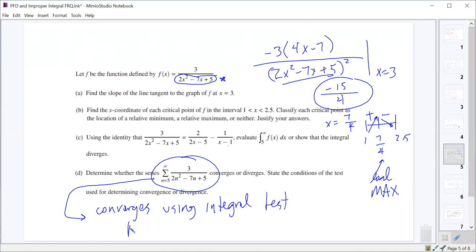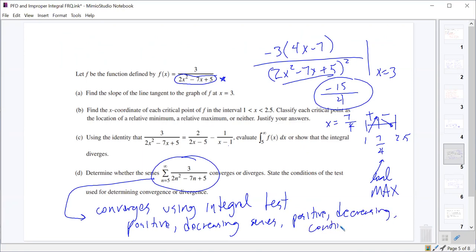This is a positive, decreasing value series with a positive, decreasing, continuous function.